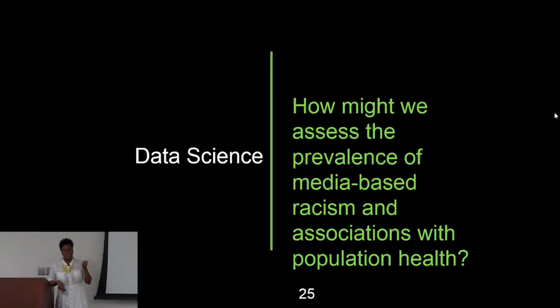This study led me to think about how we're measuring these acute stress responses in a 6-minute block of time in a laboratory. If I'm interested in health, I need to know how often this type of exposure actually comes up in the media. How chronic is the exposure to this type of content? So I started to think about data science approaches and how they might help me assess the prevalence of media-based racism in associations with population health. I naively went into this thinking I was going to assess media-based racism, which is just not possible.